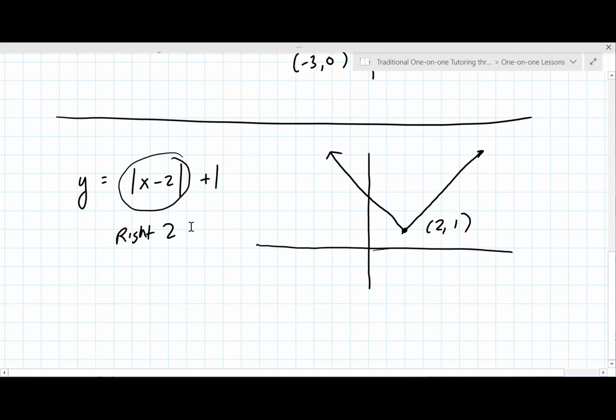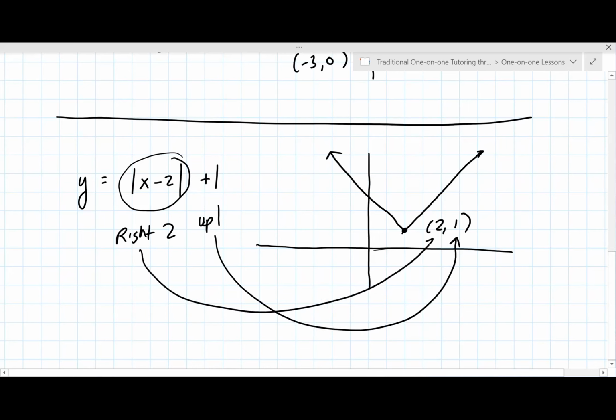What is the other number in this equation that I'm not using, that I haven't circled? 2. That's the right 2. So what causes it to go up 1? What else do you see in the equation? Positive 1. So that's what causes it to go up 1. That's what changes this number. The right 2 changes this number.